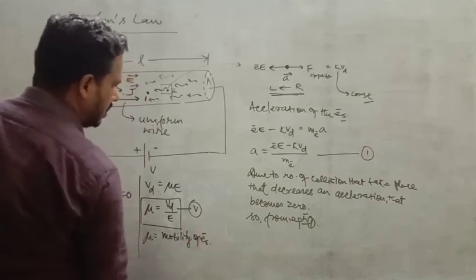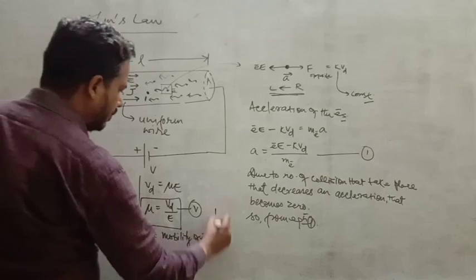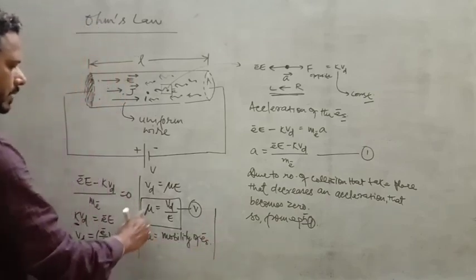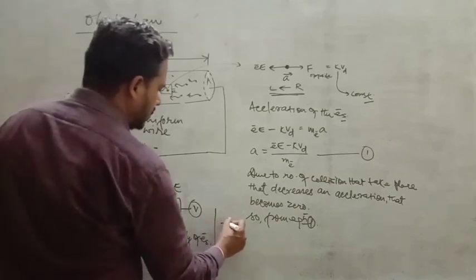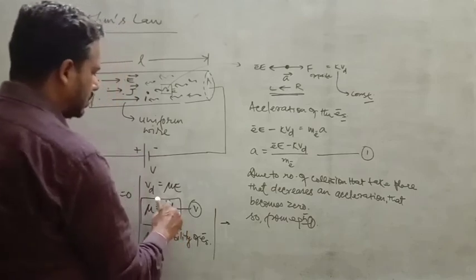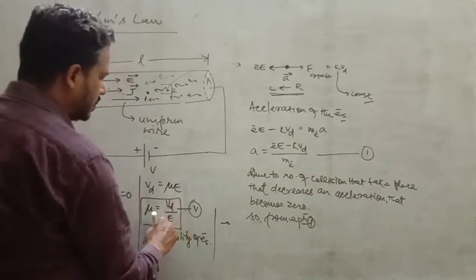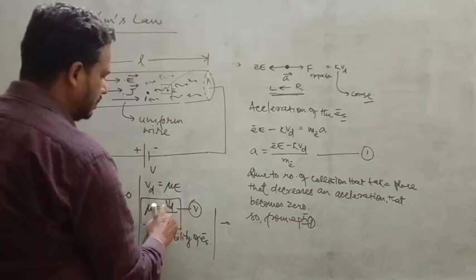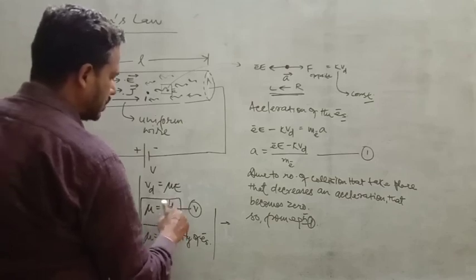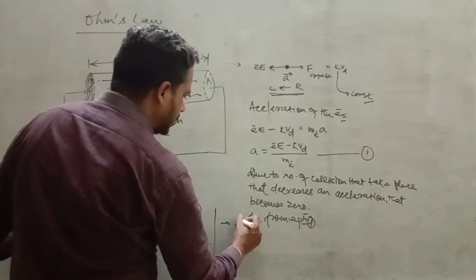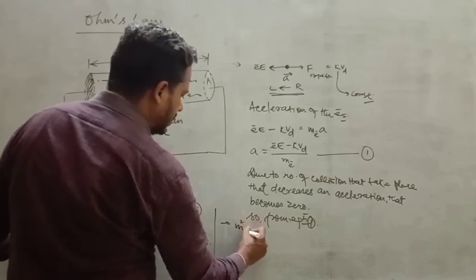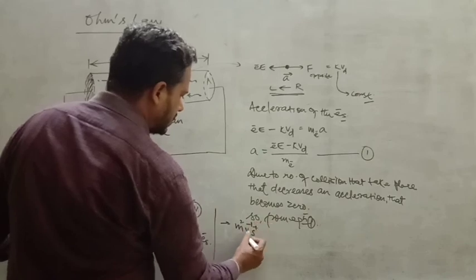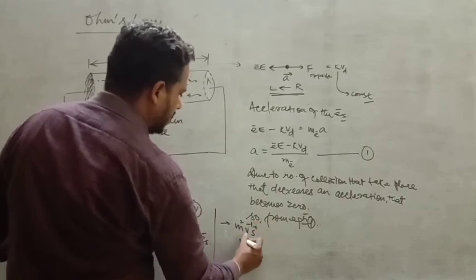Alright, and now from here you can find its unit. This one is meter per second, and this one is volt per meter. So meter per second divided by volt per meter gives meter squared per volt per second. So this is the unit of mobility.